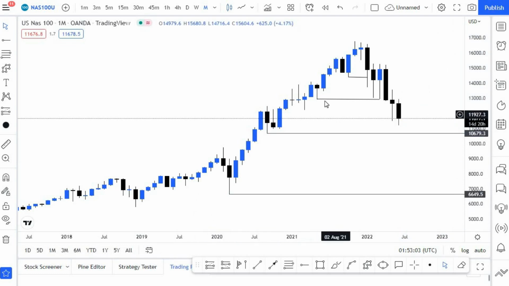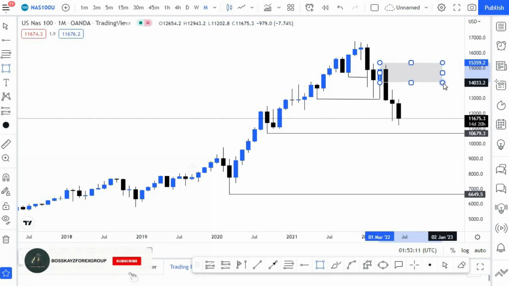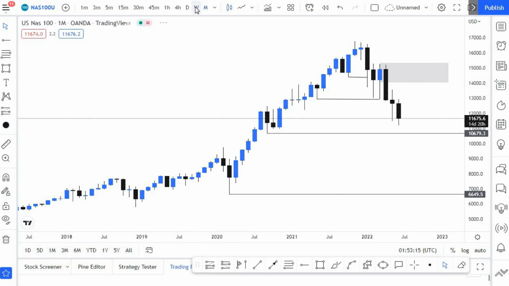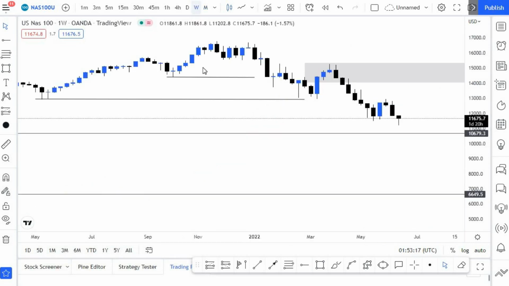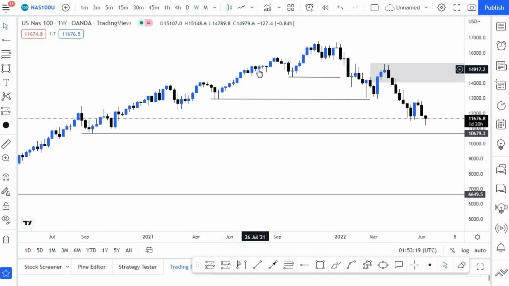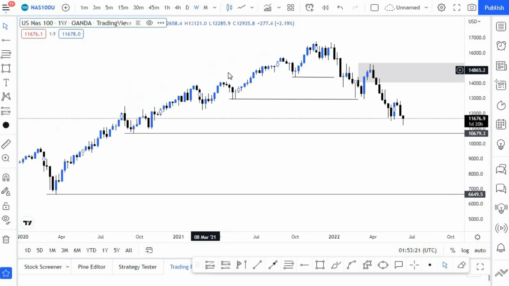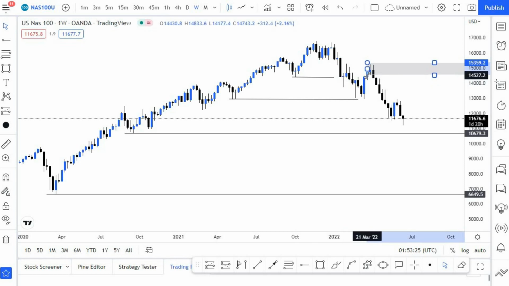So as you can see, we have a breakout structure here, meaning this is a supply zone area. This is a higher time frame supply zone area. So we will now go back to the weekly time frame. So in the weekly time frame, you want to understand what the price is doing.